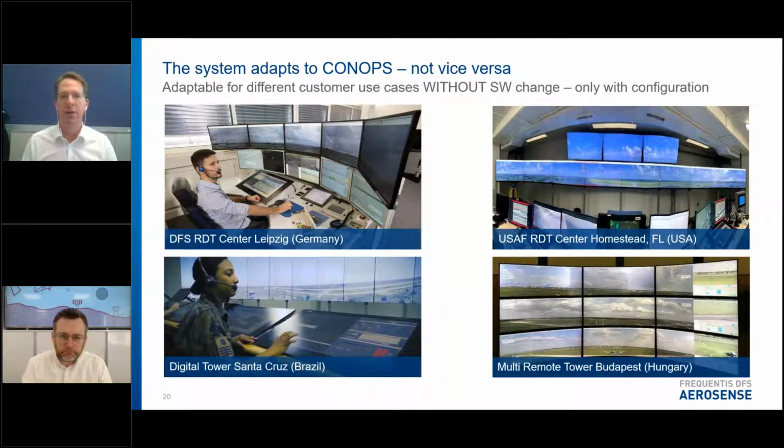And here on this slide, you see three totally different systems, including a multi-remote tower system where one controller is controlling 3 airports. And you see that the hardware setup and also the HMI can look very different, and it's important that the software is capable of adapting to that, and also that it's able to scale in the future.